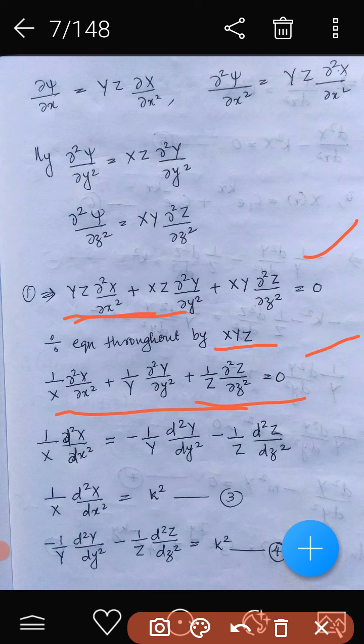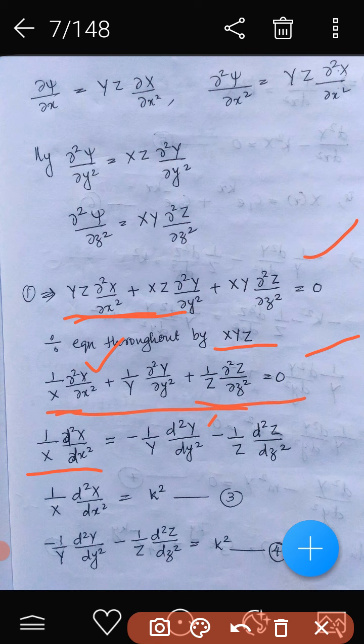Now we can separate the variables. Here psi is the function of x, y and z. In the previous problem, the function depended only on x and y. Here we have three independent variables x, y and z. So first of all, instead of dou square X we can use d square X, because X is the function of x only, Y is the function of y only and Z is the function of z only.